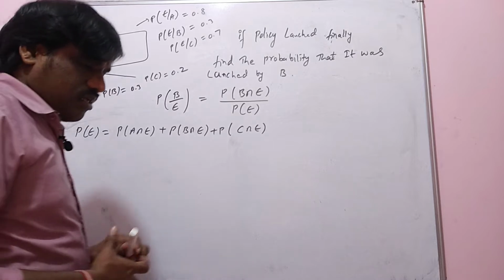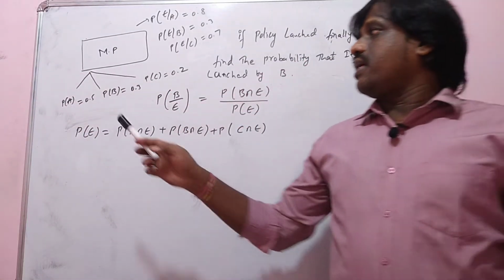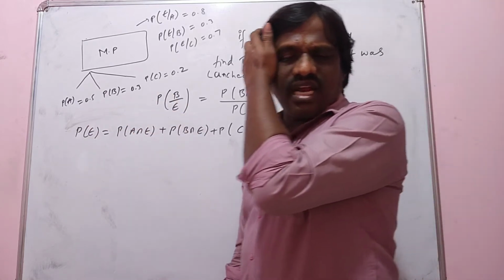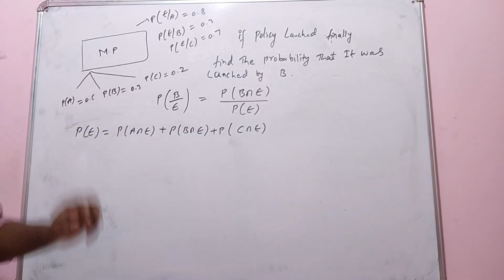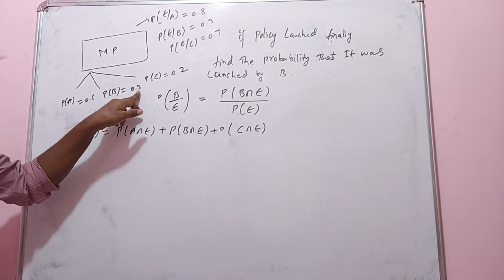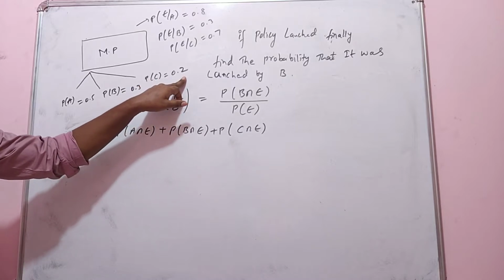In a city, in a particular area, three candidates are contesting for the MP seat. The probability of A winning is 0.5, the probability of B winning is 0.3, and the probability of C winning is 0.2.